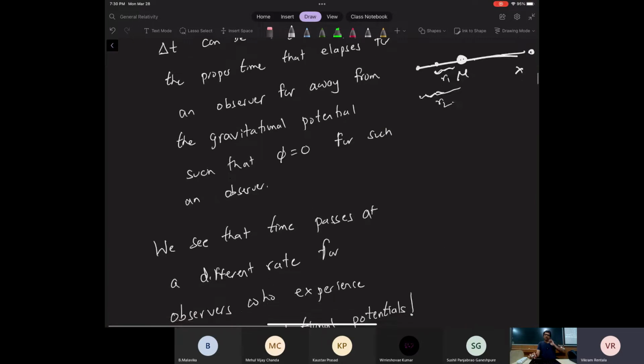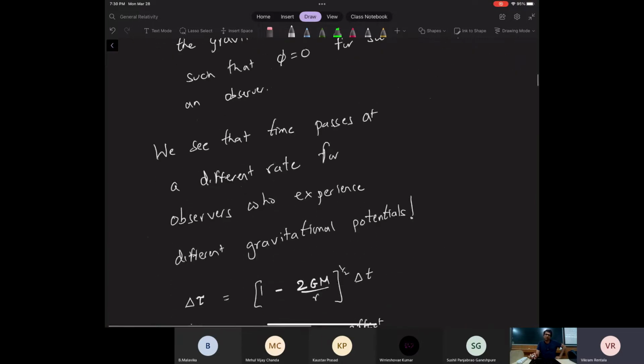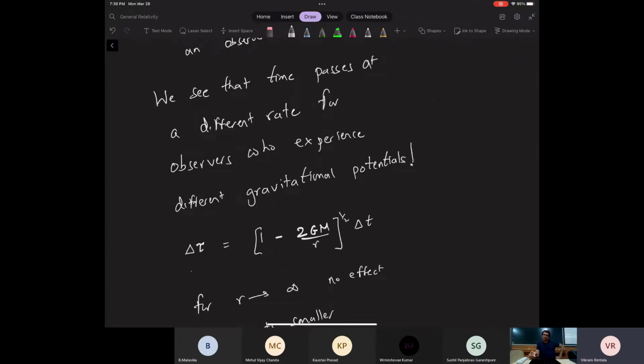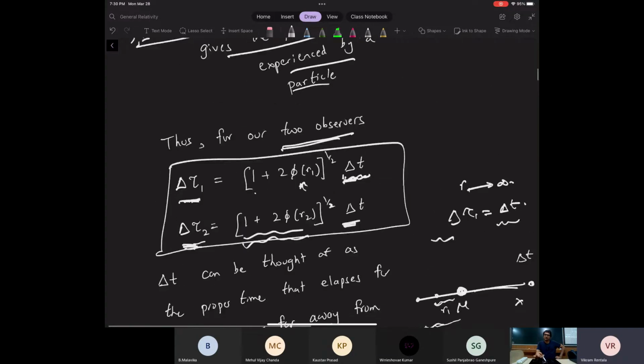So time passes at a different rate for observers who experience different gravitational potentials. If I am sitting in a deeper gravitational potential, that is phi(r1) is negative. Remember, phi(r1) is negative, but small. We're not assuming it's a very large number. Phi(r1) is, let's say, minus GM by r1.